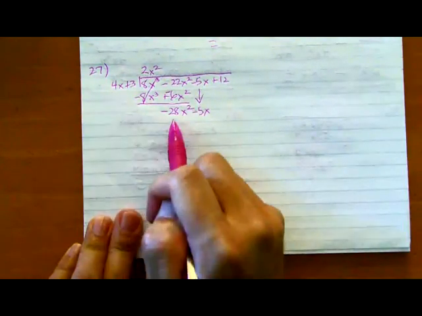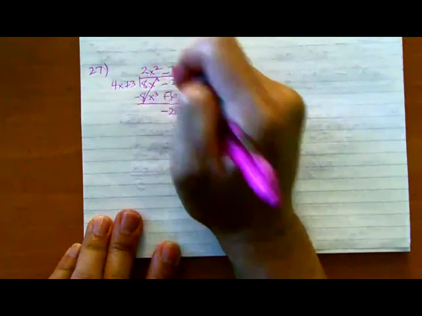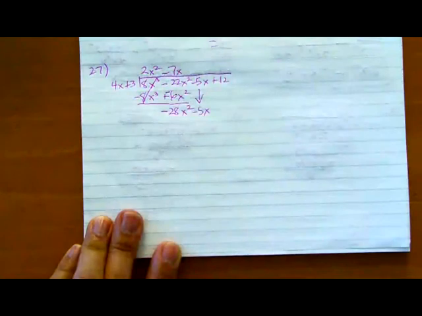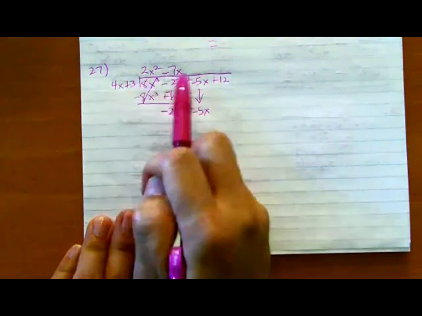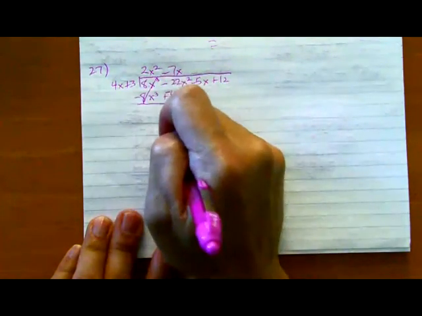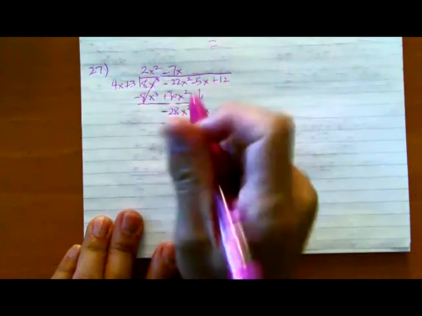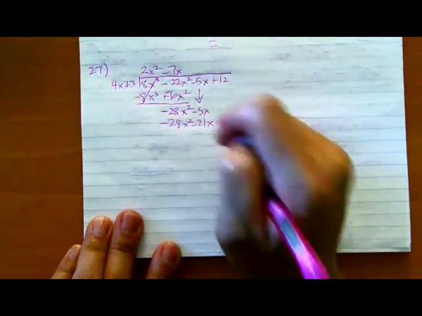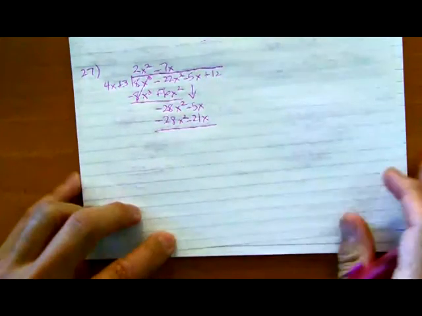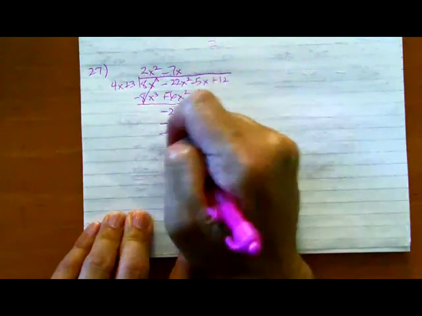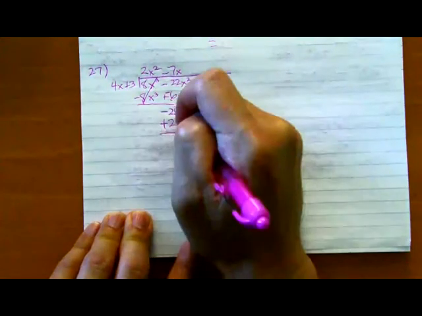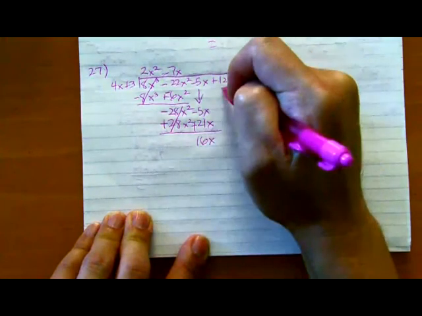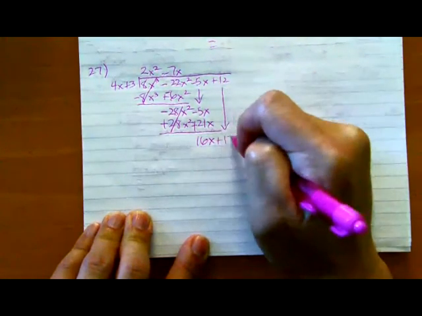Something times 4 is negative 28. That's a negative 7. Something times x is the x to the second. We're going to multiply to both terms. We know this is negative 28x to the second. Negative 7 times 3 is negative 21x. The signs change because we need to subtract. That cancels. This is 16x. And then I drop the 12.